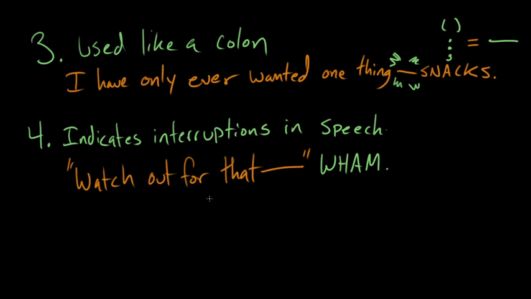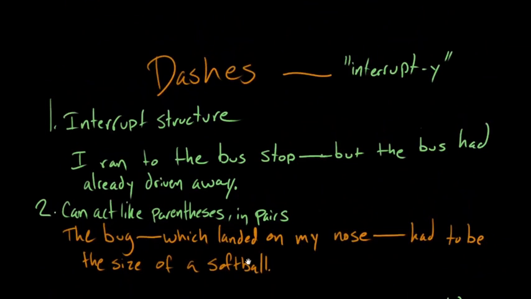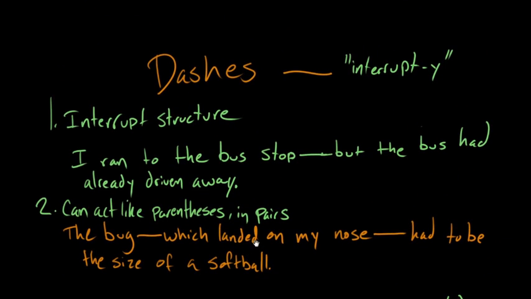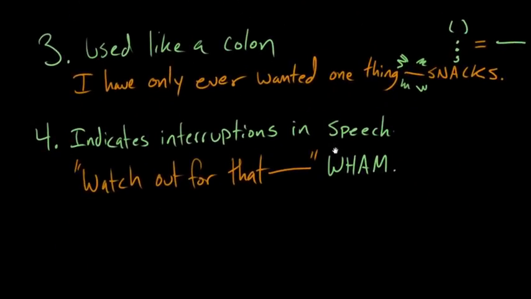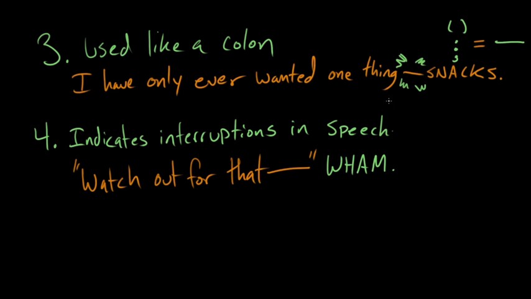So that's what dashes can do. They are used to mark interruptions in the structure of a sentence. Like, I ran to the bus stop, but the bus had already driven away. They can act like parentheses when they're used in pairs. So, like, the bug which landed on my nose had to be the size of a softball. You can use them like a colon to lead into lists or to link an idea. So I have only ever wanted one thing, snacks. And they can indicate interruptions in speech, like, watch out for that! Wham! That was good. Thanks. And those are the functions of the dash.